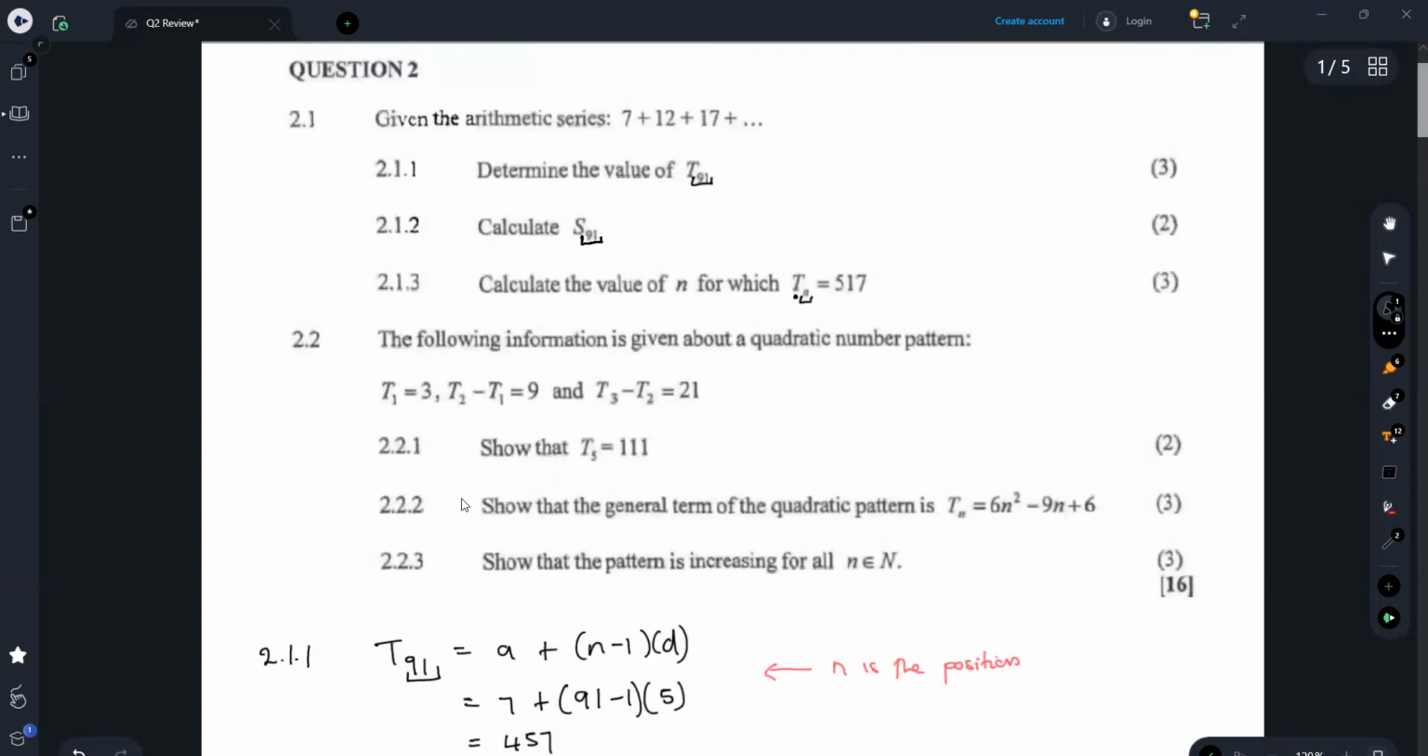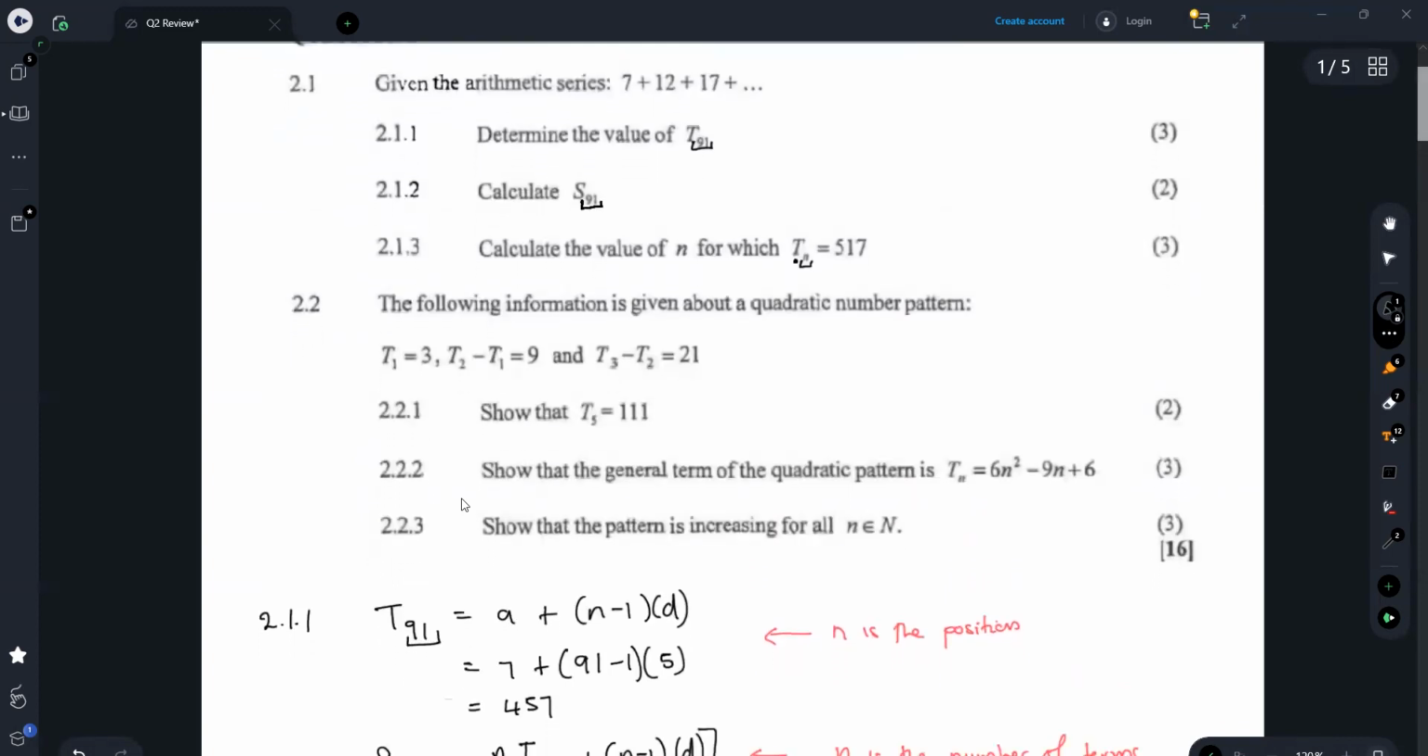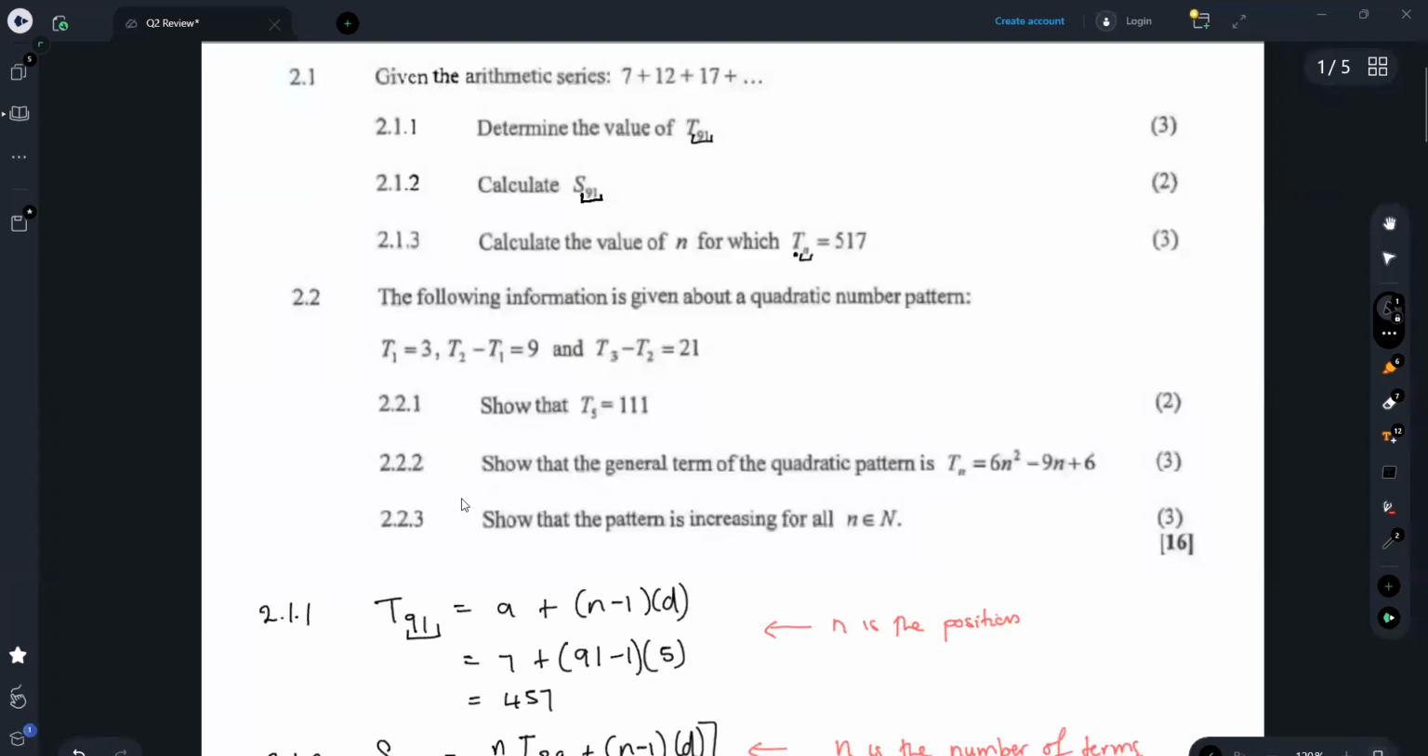Do we have another one? Nope. So let's move on to 2.2. Now they're saying the following information is given about a quadratic number pattern. First term, 3. Then they're giving us differences. T2 minus T1 gives us 9. T3 minus T2 gives us 21.